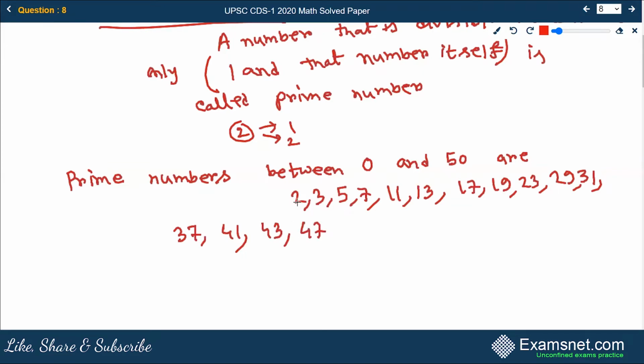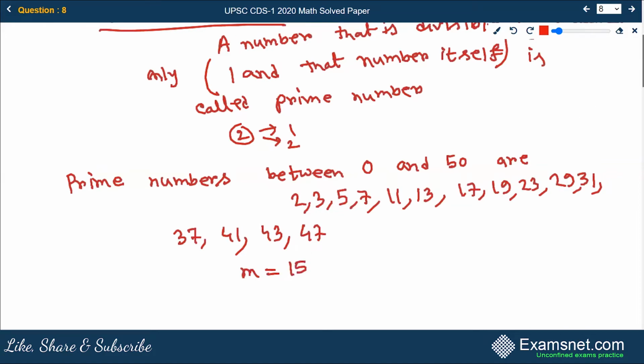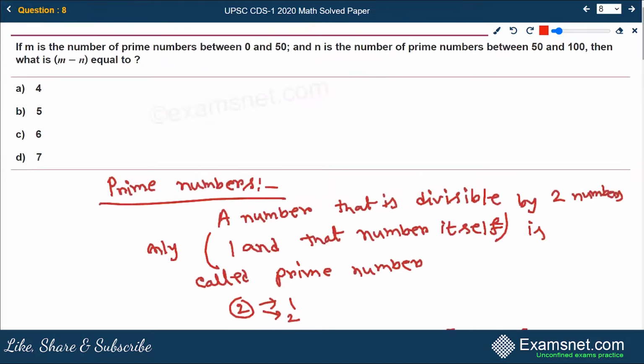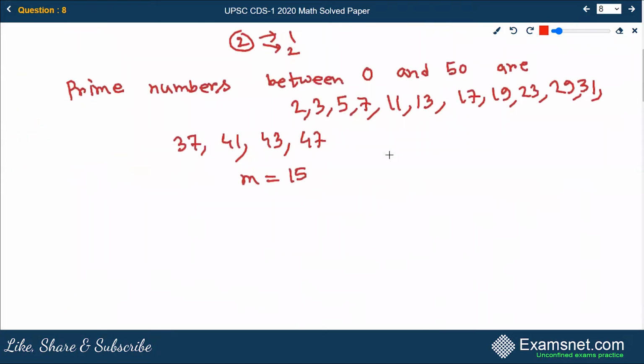So how many numbers are there? 3, 6, 9, 12, 15. So we are given that there are 15 prime numbers between 0 to 50. So the value for m is 15.